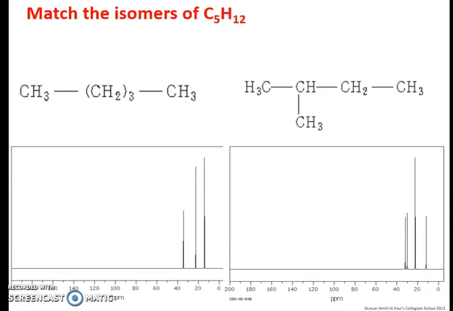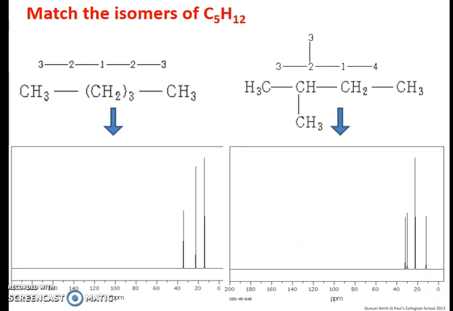Okay, so here's a couple of examples. We have two isomers of C5H12. The structures you can see up on the top, you've got pentane and you've got 2-methylbutane. Now, in this case, all you're going to look at is the number of carbon environments that are present because the functional groups in them are exactly the same. So the one on the left, pentane, has 3 carbon environments. The one on the right, 2-methylbutane, has 4 carbon environments. Therefore, the spectrum on the left is pentane's spectrum, and the spectrum on the right is 2-methylbutane's spectrum.